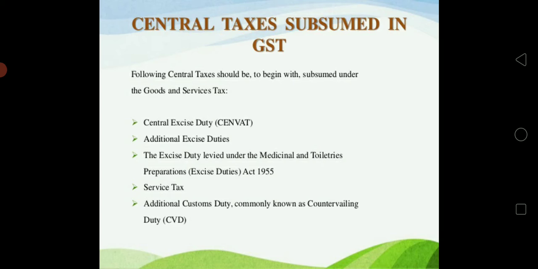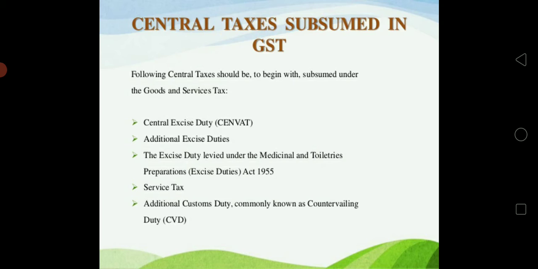Service tax is the tax payable on services that are taxable, while in most cases the service provider is liable to pay this tax. In certain cases the recipient of the service is liable to pay tax. This is known as the reverse charge mechanism. And next one, additional customs duty. This is a type of duty applicable on certain goods in order to prevent dumping or to counter export subsidies. So these are the taxes subsumed in central GST.